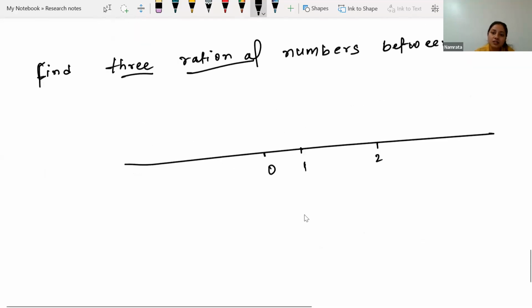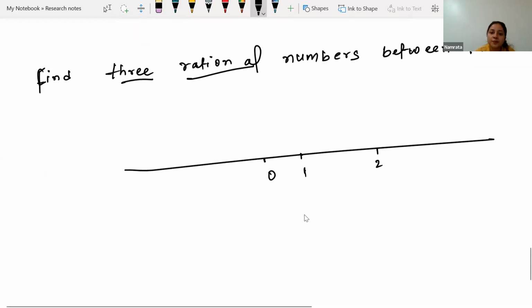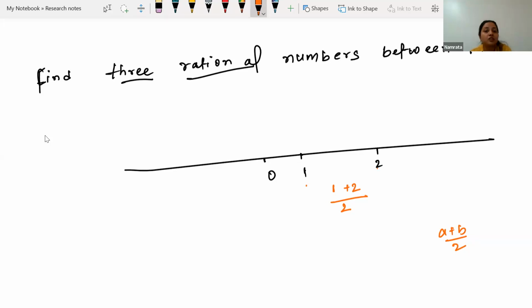So the first way is, since we want to find any number in between 1 and 2, the first method is: take these two points, add them and divide by 2. You will get the middle one. This is the formula for finding the middle number. A plus B by 2 is the formula in mathematics to find the middle number. Not only the middle number in between 1 and 2, it will give you the middle number of any two numbers.